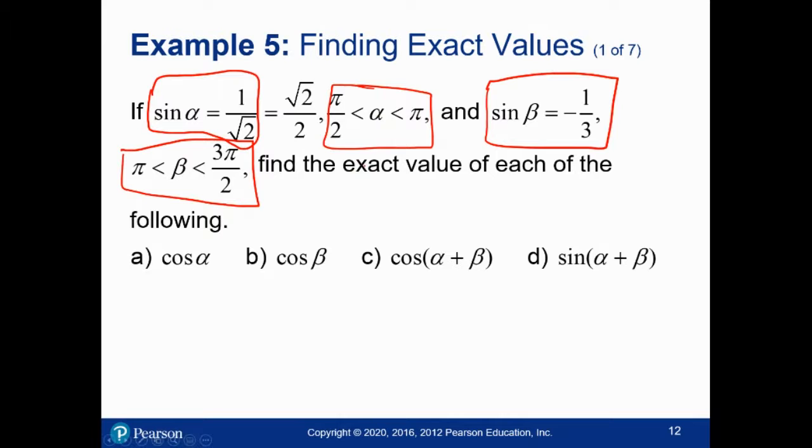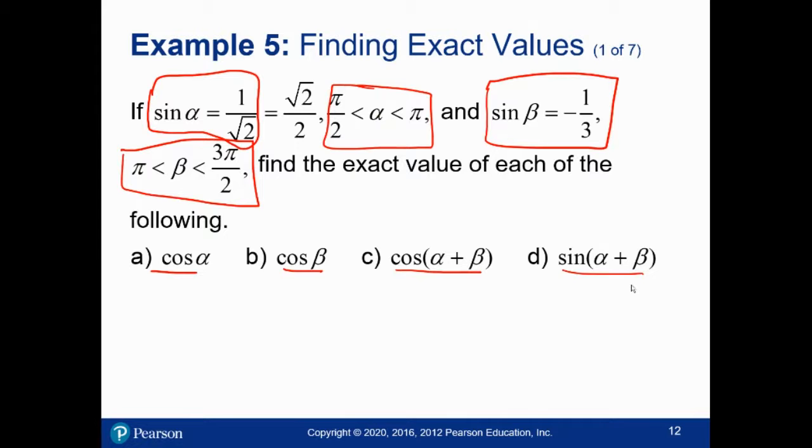Okay, so alpha is in the second quadrant, and its sine is 1 over root 2. Beta is in the third quadrant, and its sine is negative 1/3. Can you find cosine alpha, cosine beta, cosine of the sum, and sine of the sum?